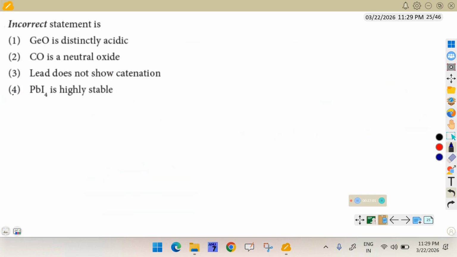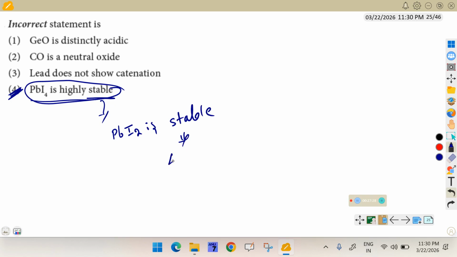The incorrect statement: GeO is distinctly acidic is the correct statement. CO is a neutral oxide, correct. Lead does not show catenation, correct. The incorrect statement is PbI4 is highly stable. No. Why? PbI2 is stable. Why? According to the inert pair effect.